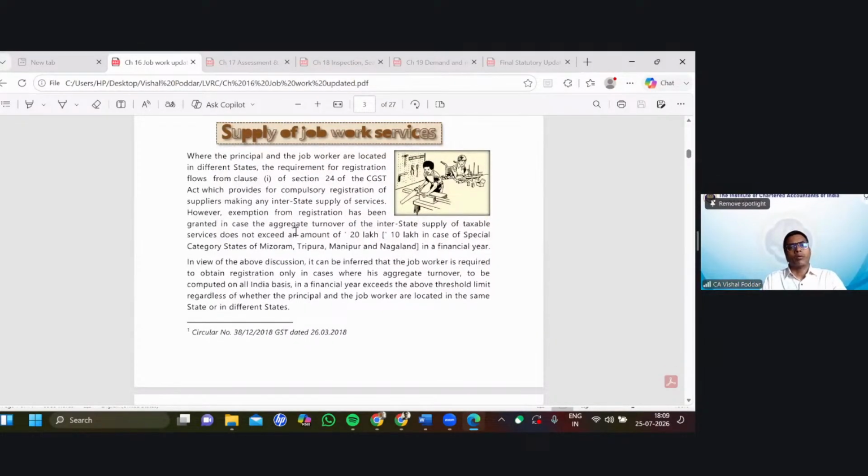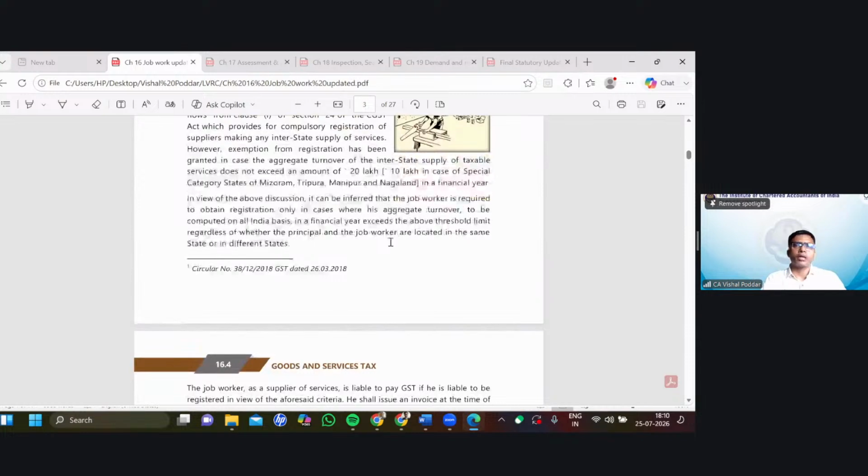Now, what are the important provisions? Where the principal and the job worker are located in different states, the requirement of registration arises as per section 24 clause 1, which provides for compulsory registration in case the suppliers are making any interstate supply of services. However, as you know, in section 23 there is some relaxation. We know that exemption from registration has been granted in case the aggregate turnover of interstate supply of taxable services does not exceed 20 lakhs. So this is what section 23 provides.